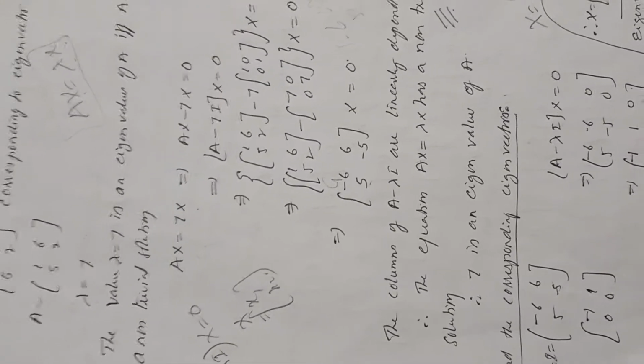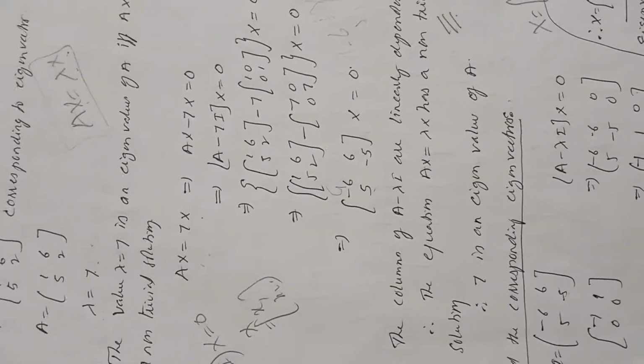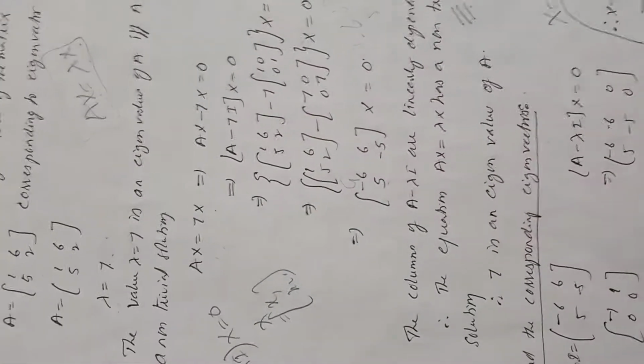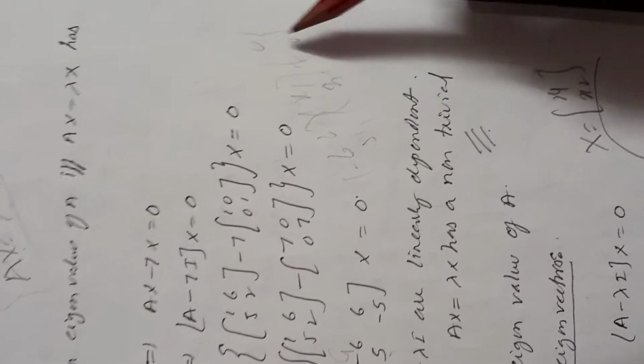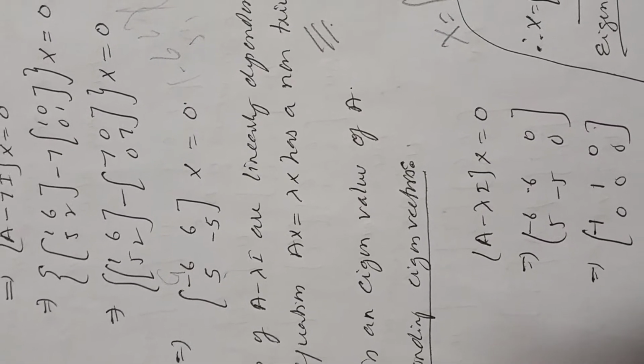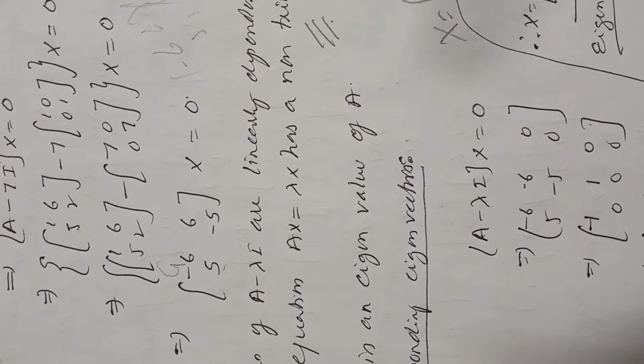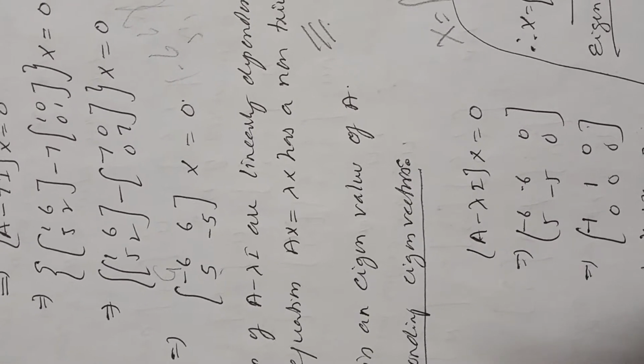Show that 7 is an eigenvalue means we have to solve like this. This is the procedure, right? Now to find the corresponding eigenvector, I told you, you equate it to 0, or you can apply row transformation and then solve it, right? See, by solving this we get x1 and x2 values as 1 and 1. That means x1 is dependent on x2. Therefore the eigenvector is (1, 1).